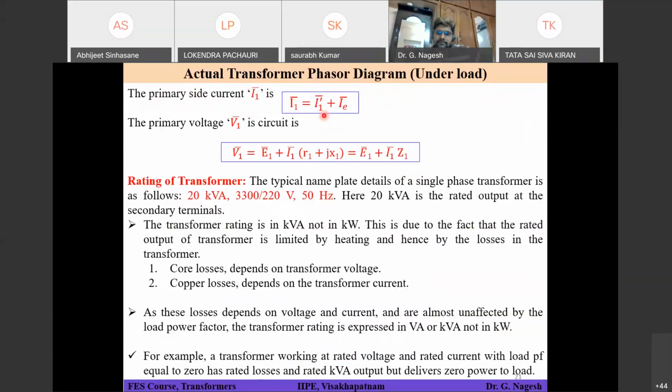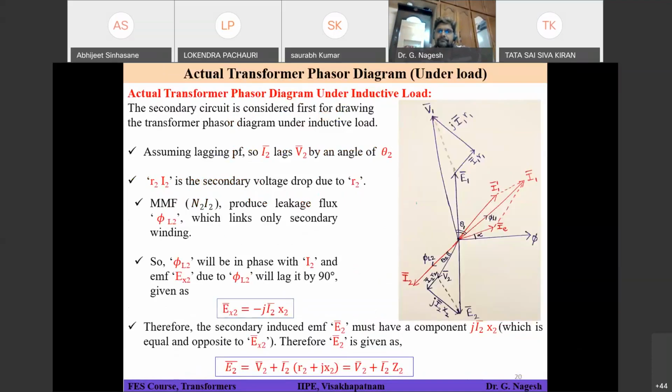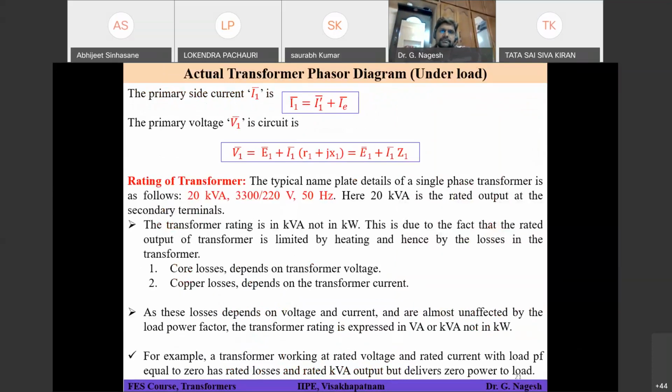If you see in terms of the primary side, I1 is again I1 dash plus I_E. That is shown here, and the primary voltage V1 is equal to E1 plus I1 into R1 plus j X1, which is E1 plus I1 into Z1. This expression we have already seen. When current I2 is flowing, I1 dash will be there. If I2 is not flowing, I1 dash will be 0, and I1 will be equal to I_E.